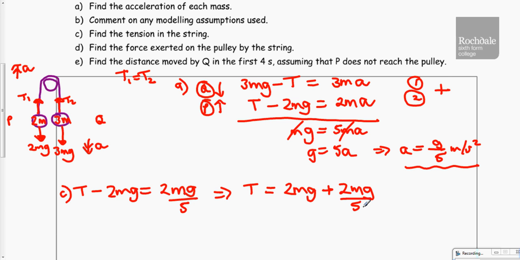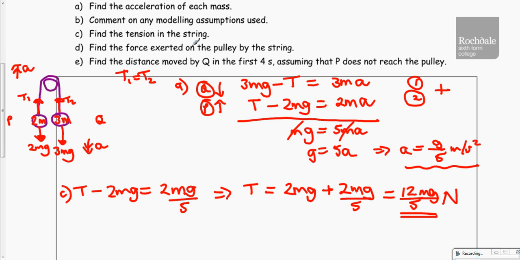What I would do here is count in fifths. So 2 whole ones is 10 fifths. We've got another 2 fifths here, so that's 12 fifths. So it's 12 fifths of mg. So that's the tension, that's the force, so it's measured in newtons.